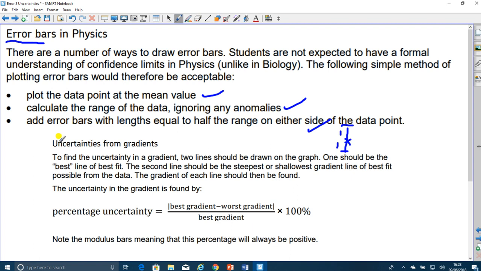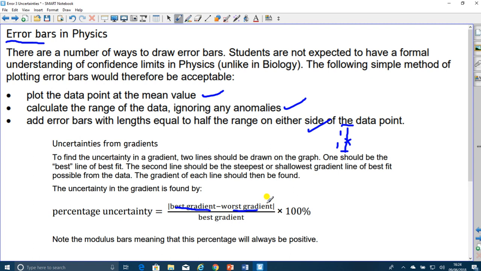And when that's asked, you need to draw 2 lines on the graph. One should be the best line you possibly can, the line of best fit, the line that looks like it would go through the most points in the best possible way. But the second line should be the steepest or the shallowest line that is possible whilst remaining within those limits, those error bars.